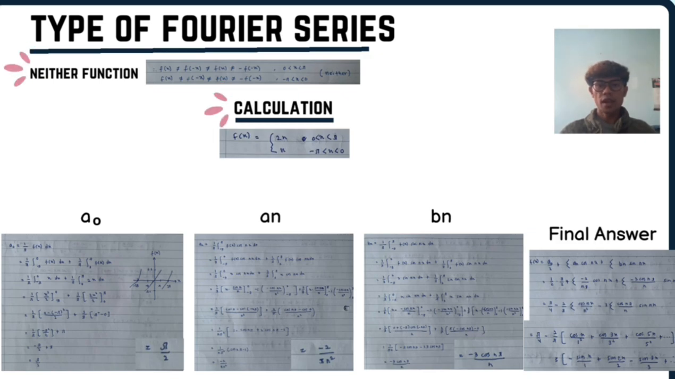The coefficient of An is negative 2 over pi n squared, and the coefficient of Bn is negative 3 cos n pi over n. By substituting all of these coefficients into the general form of Fourier series, we get the final answer of pi over 4 minus 2 over pi times the sum of cos x over 1 squared plus cos 3x over 3 squared plus cos 5x over 5 squared, minus 3 times the sum of negative sin x over 1 plus sin 2x over 2 minus sin 3x over 3.